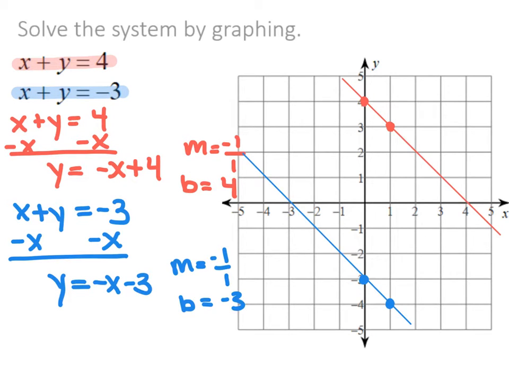Now, since the two lines are parallel and never intersect, this is what we would call no solution.